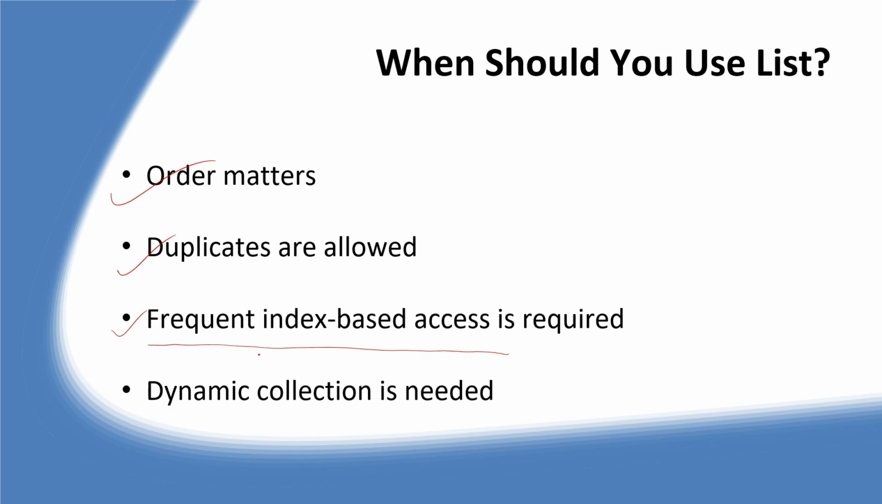Suppose in any application, fetching of elements is happening very frequently. In that kind of situation, we should go for a list, and also when a dynamic collection is needed. That means every now and then the size of the list is getting changed. In that scenario also, we should go for a list.